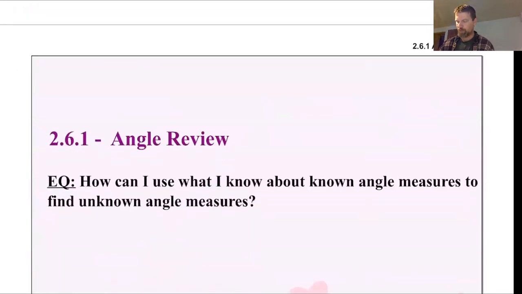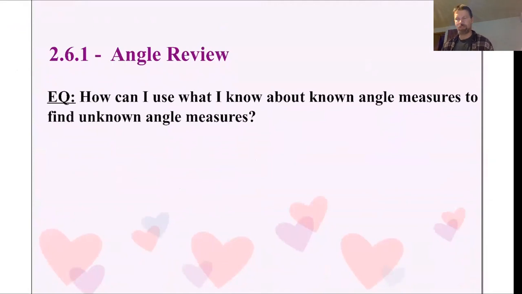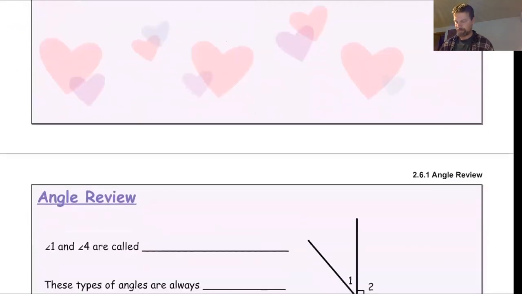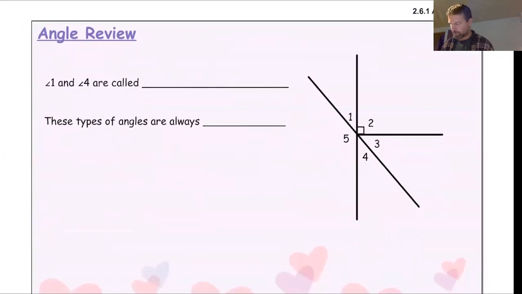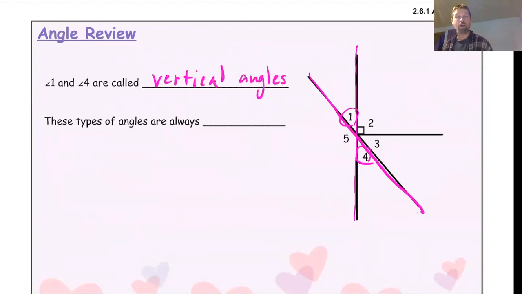So angle review. How can I use what I know about known angle measures to find unknown angle measures? All right. We're starting with angles 1 and 4 in the picture. They should look familiar. If you're not sure, here's a hint. Two lines intersect, and they're across from each other. They're given a name. I've already said it a few times. Angle 1 and angle 4 are called vertical angles. Vertical angles are always congruent. So these types of angles are always congruent. Congruent again means equal.